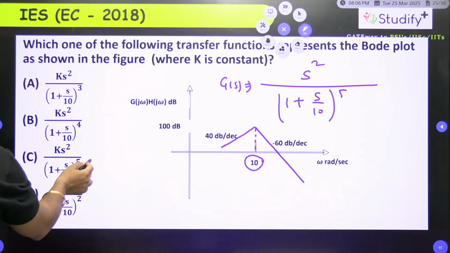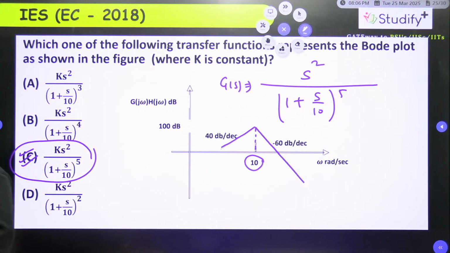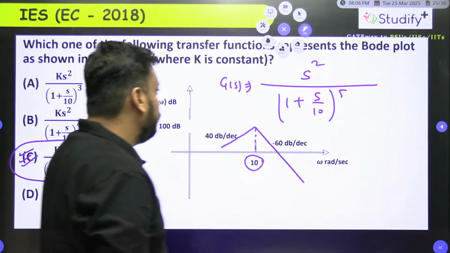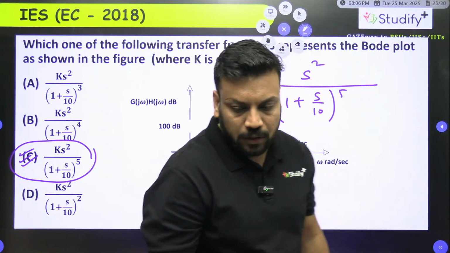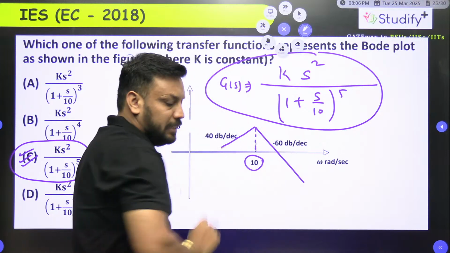So tell me which option is correct, guys. Is this the correct answer, guys? Ks square upon (1 plus s by 10) to the power 5. Of course, k is here. So the correct answer is exactly C.